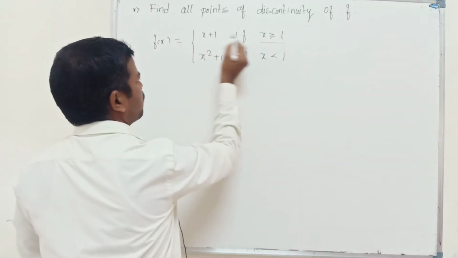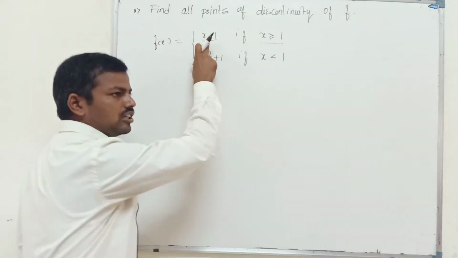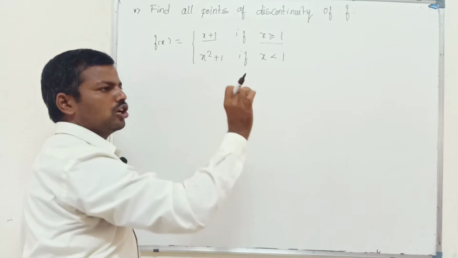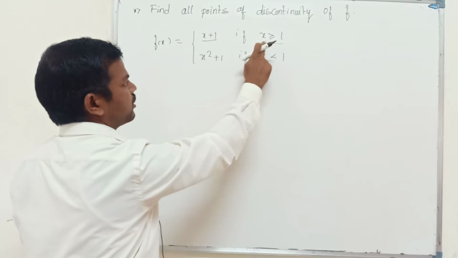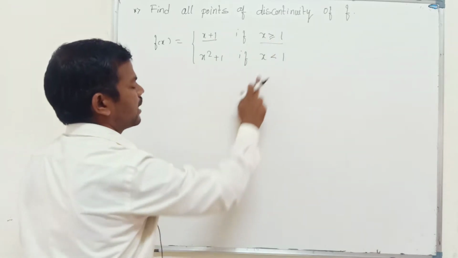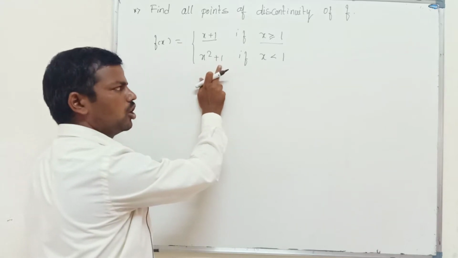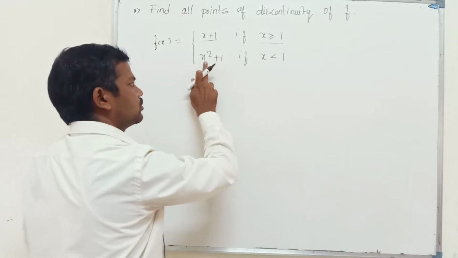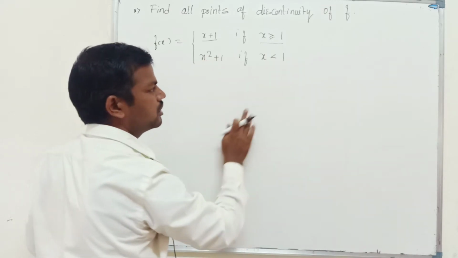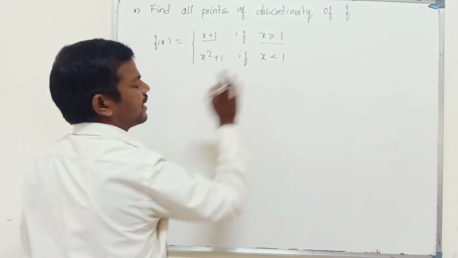For x greater than 1 it is a linear function, a polynomial function. We already know that every polynomial function is continuous for every real number. So it is continuous for x greater than 1. For x less than 1, x square plus 1 is also a polynomial, and every polynomial is continuous for every real number. So at which point do we have to check? The left point, at x equal to 1.